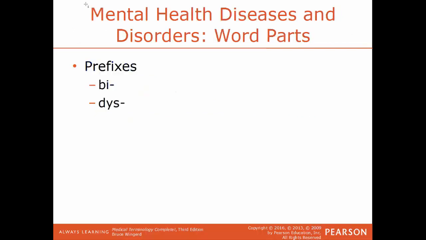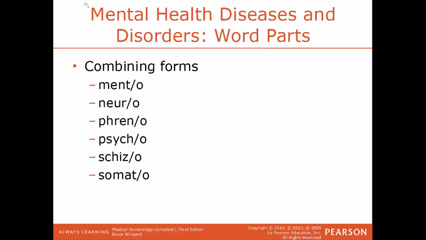Alright, now we'll talk about some mental health diseases and disorders and the word parts. First, the prefixes. Bi is a reference to two. Dis means abnormal or painful. Some common combining forms. Mento is a reference to the mind. Neuro is a reference to nerves. Freno is a reference to the diaphragm or the mind. Psycho is a reference to the mind. Schizo is a reference to split. Somato is a reference to body.